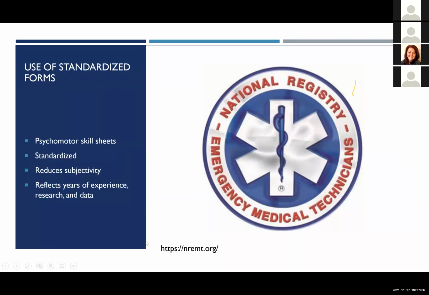The use of standardized forms. In the state of Michigan, it is a current practice, and in fact a current requirement, to utilize the National Registry of Emergency Medical Technicians skill sheets. This has to be done at the summative level, so that end-of-course testing has to be done utilizing the National Registry skill sheets. The National Registry skill sheets are a tool that have been developed and vetted by professionals, and they reflect years of experience in examination administration.